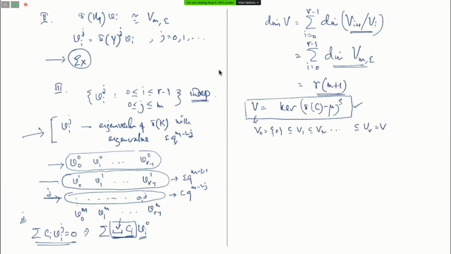Now use this condition to conclude that each Vi plus 1 by Vi is of the same type. That was the first step, you can say, in the book. Then at this stage, you can in fact do that dimension calculation which we just now did. So, in particular, this will tell you that the dimension of V is R times m plus 1.